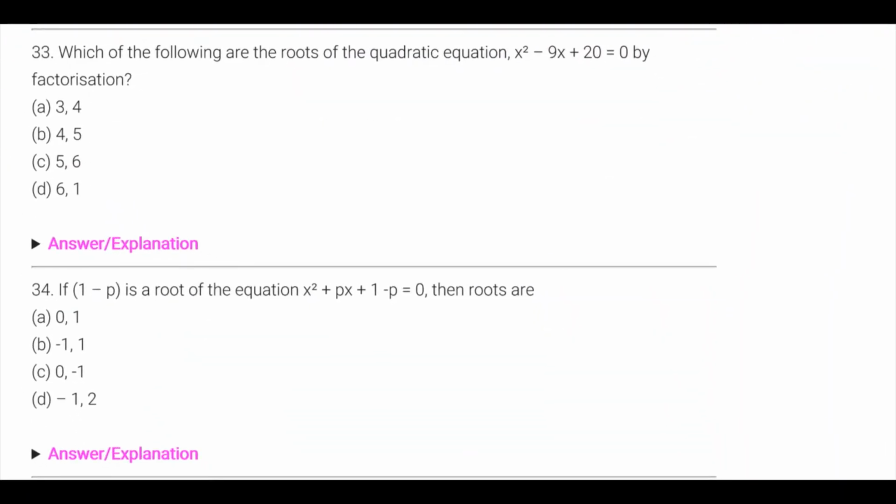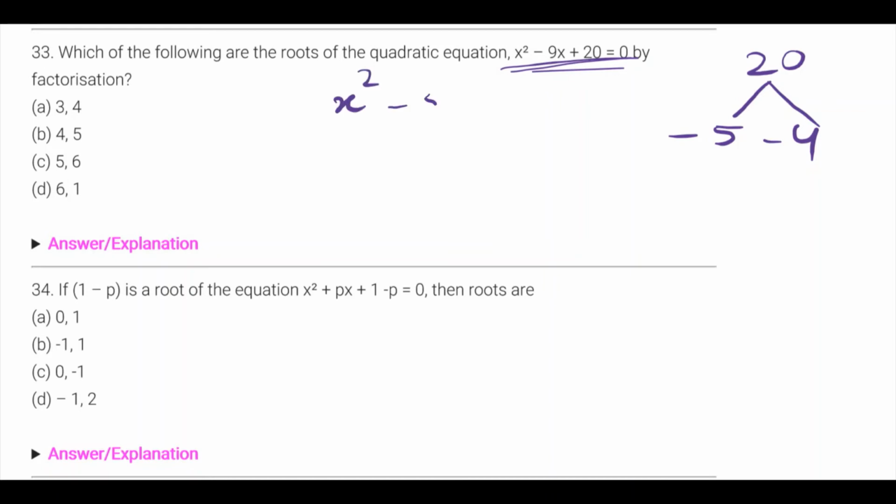33rd one. Which of the following are the roots of the quadratic equation? So here it's by factorization. Generally in MCQs we can follow any method, but let us do by factorization. We need to split the number 20. So 5 into 4 is 20. I want minus 9, so minus 5 minus 4.